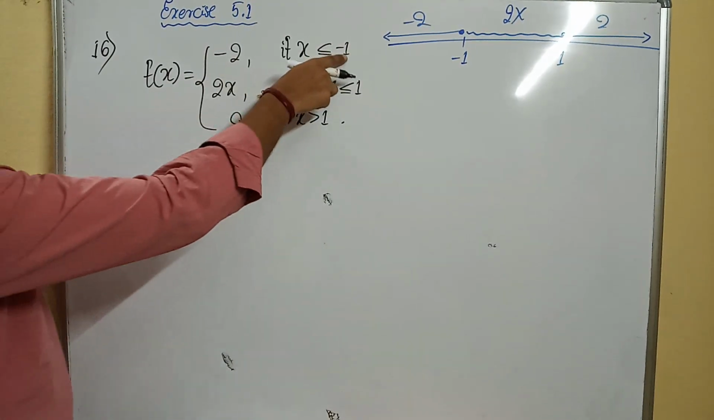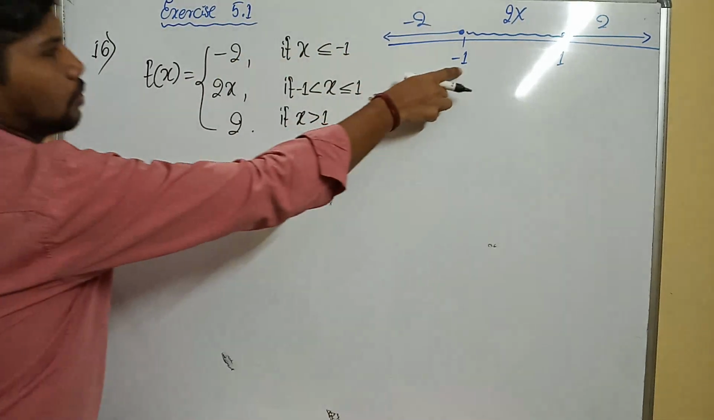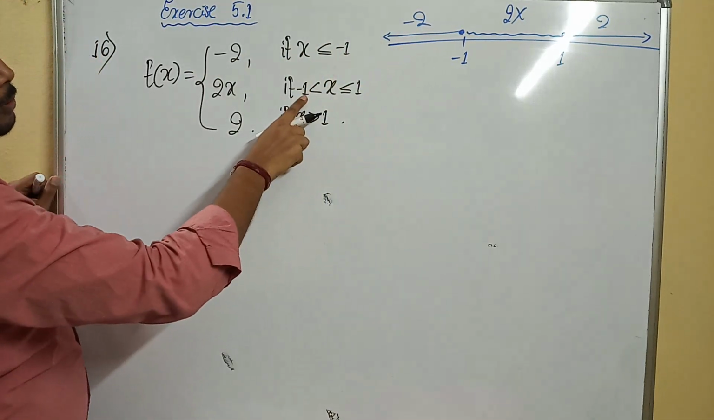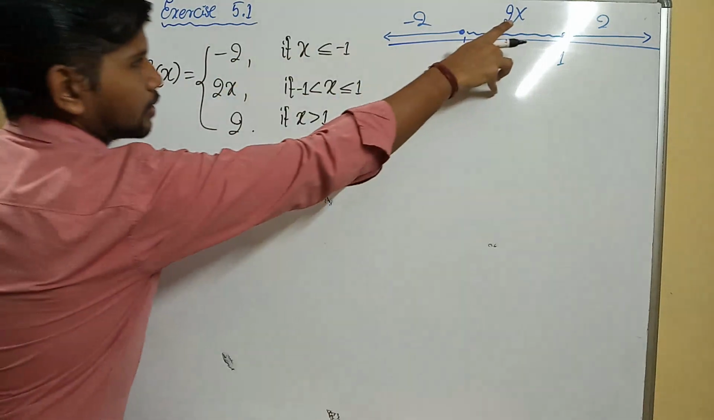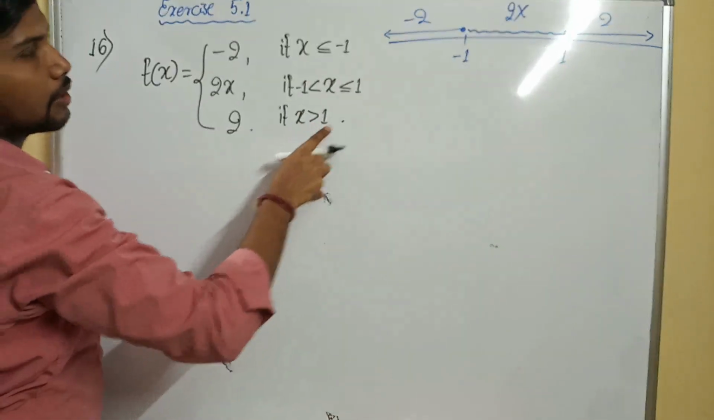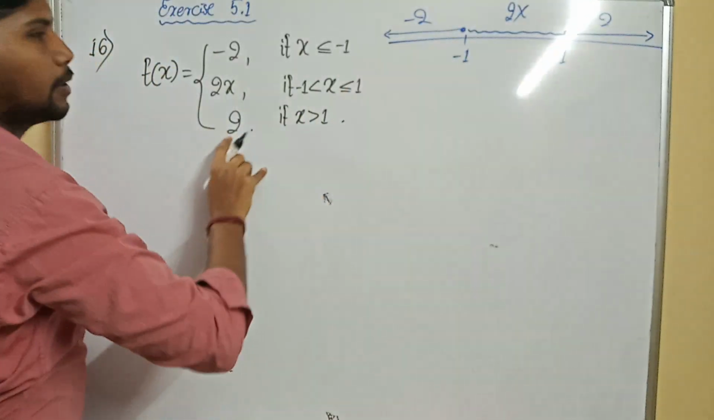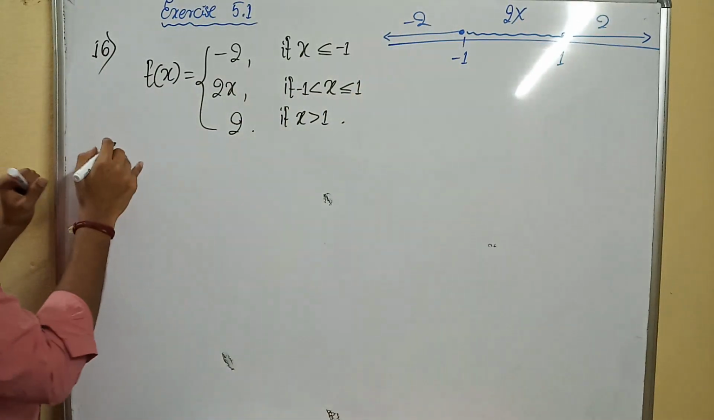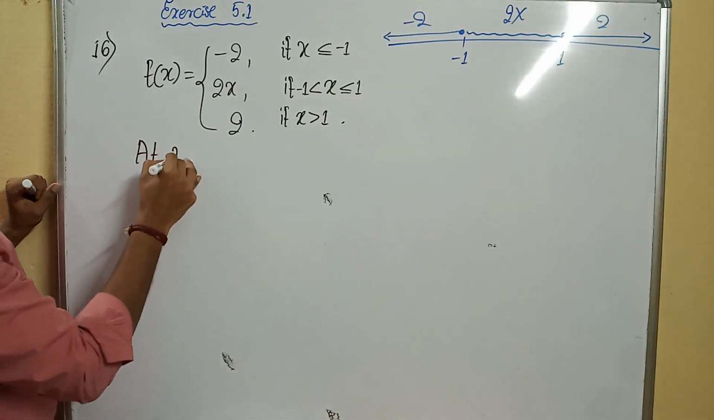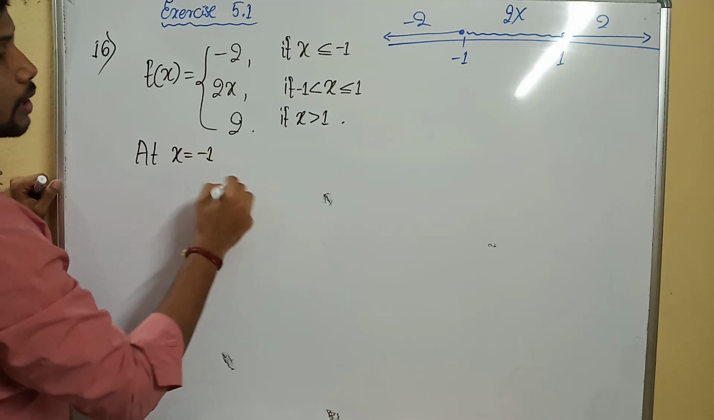The function is defined as minus 2 for x less than minus 1, 2x in between minus 1 and 1, and for x greater than 1 its value will be 2. That means I can check the continuity at x equal to minus 1 and x equal to 1.